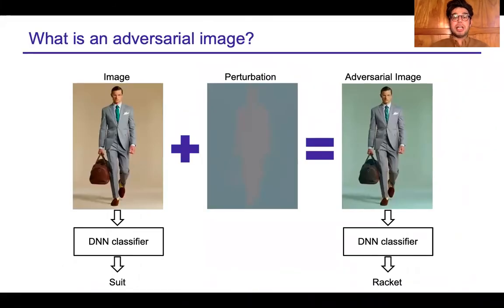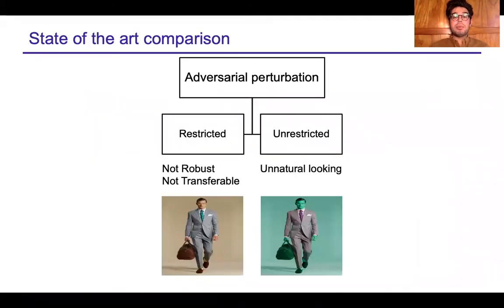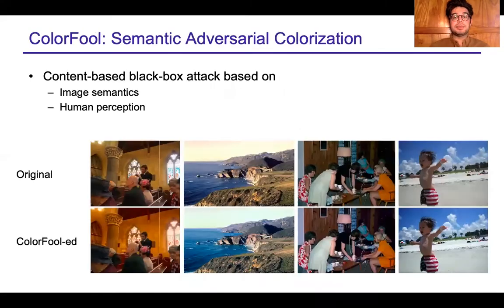Adversarial images are intentionally perturbed images that mislead deep neural network classifiers. The output of the classifier changed from the suit to the record in this particular example. The LP norm of the adversarial perturbation can be restricted or unrestricted. Robustness and transferability of the restricted ones are limited. However, unrestricted adversarial images are severely distorted with unnatural colors.